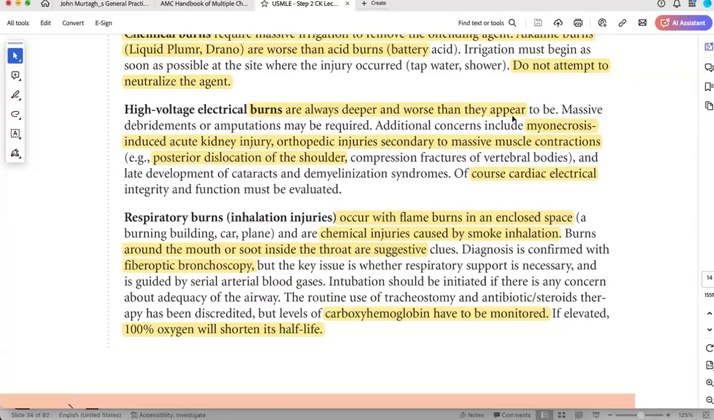I think if you go into the accident and emergency chapter in John Murtagh, you'll see a little bit of discussion about electric burns in John Murtagh as well.